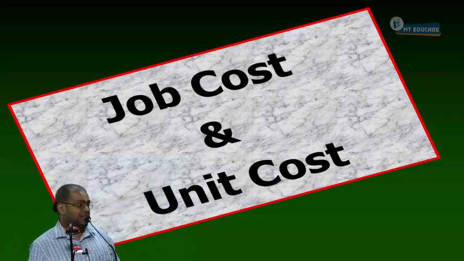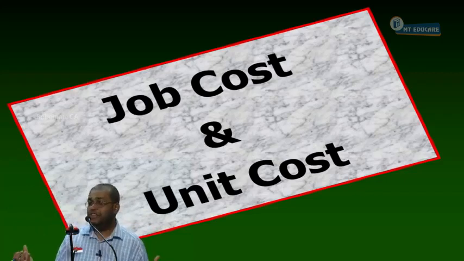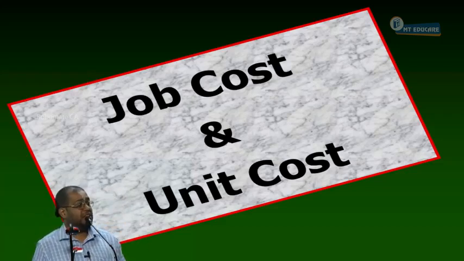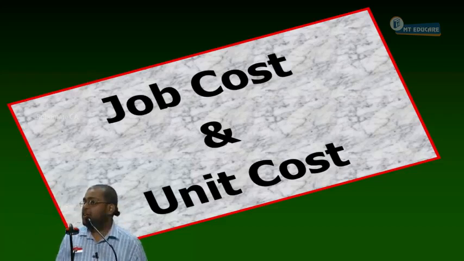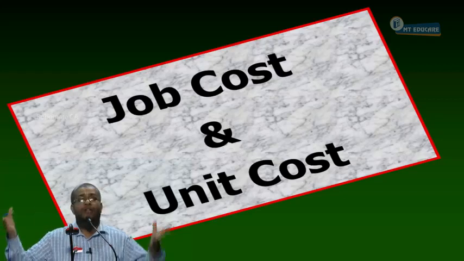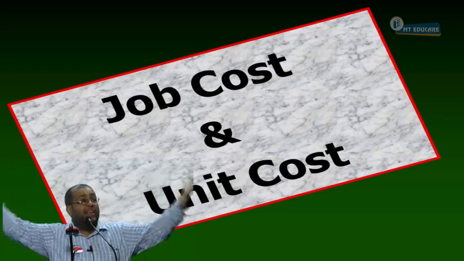So there are two types of stock valuation systems. One is where the value of stock is found on an average basis, and the other where it is found on an individual basis. The first system I call the unit costing system, and the second is called the job costing system. These are the two famous costing systems in all the industries.